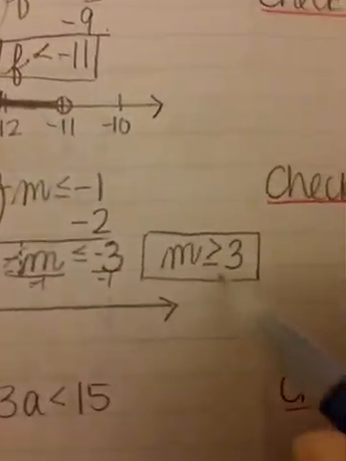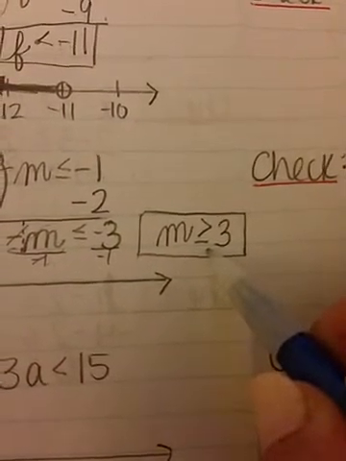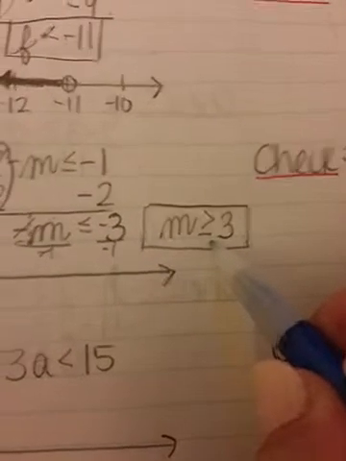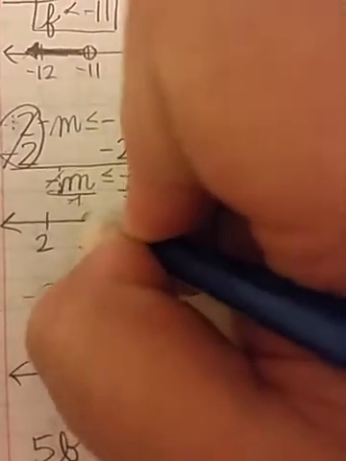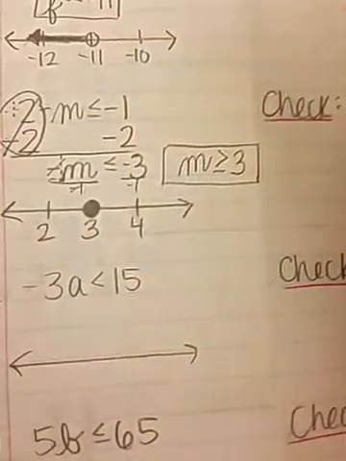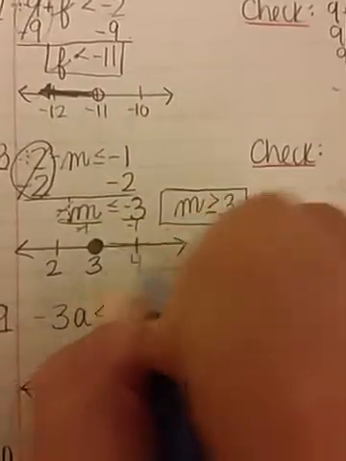Oh, I should have boxed this one up top too. All right, I'm going to graph this. So I have m is greater than or equal to 3. 3 goes in the middle, 2 on the left, 4 on the right, closed circle because of the greater than or equal to sign, and my arrow to the right.